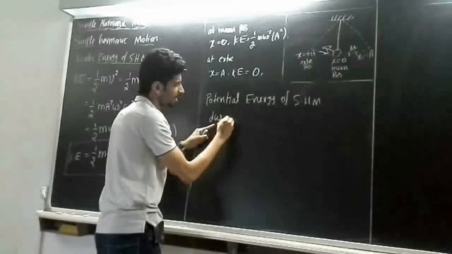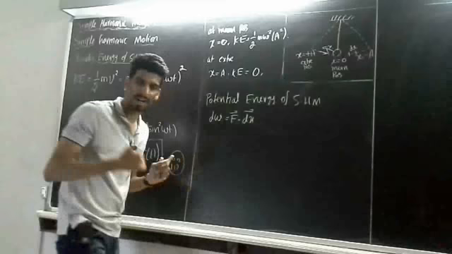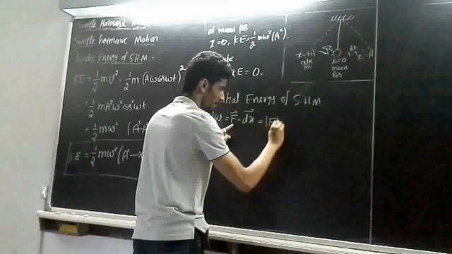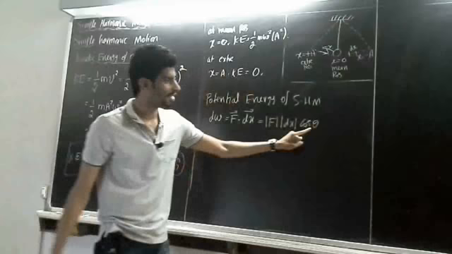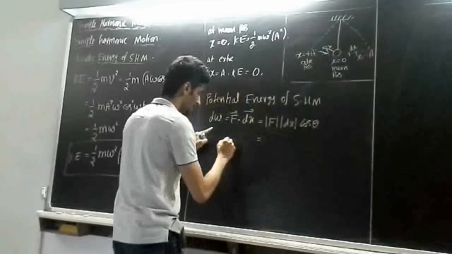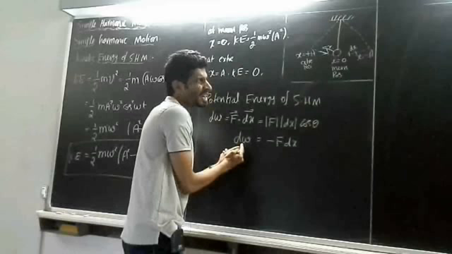You know the definition of work: force dot displacement. This is the dot product of force and displacement, not a simple multiplication. So it is equal to the magnitude of force, magnitude of displacement, cos theta. Remember, theta is the angle between force and displacement. It is 180 degrees, anti-parallel. So the angle between force and displacement is 180 degrees, and cos 180 is minus 1. So I get the small work done dW equal to minus F dx. This is the small work done corresponding to the small displacement dx.